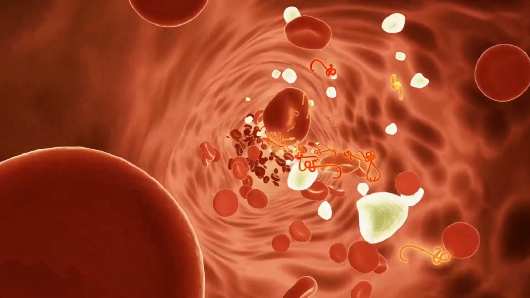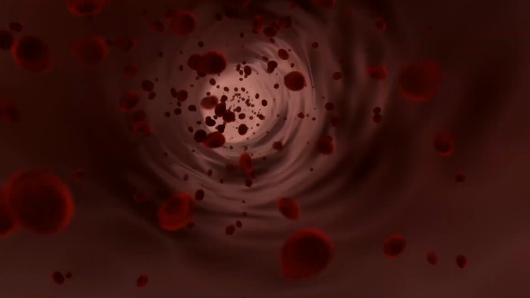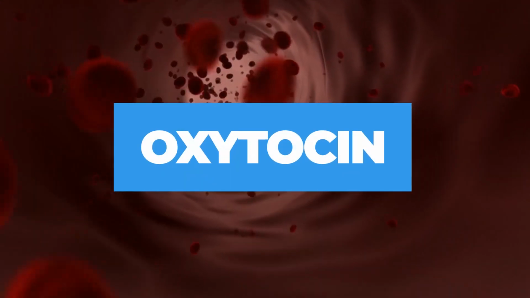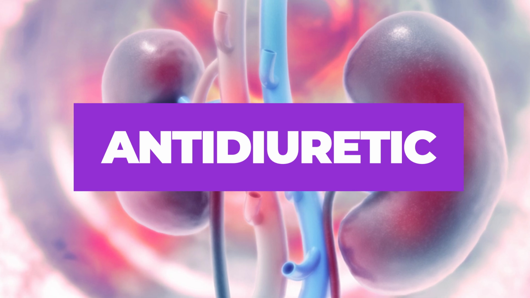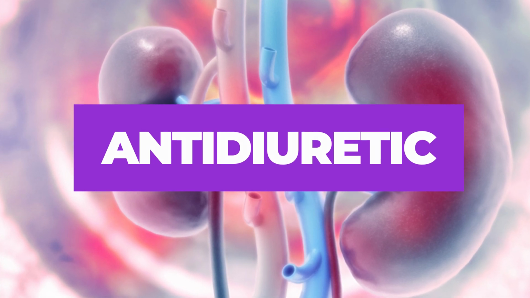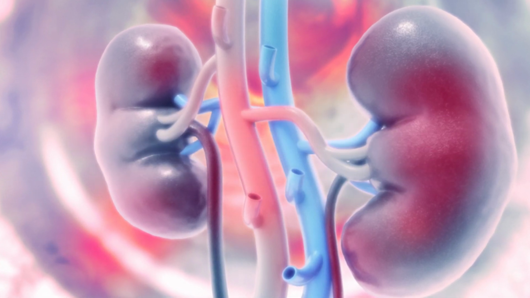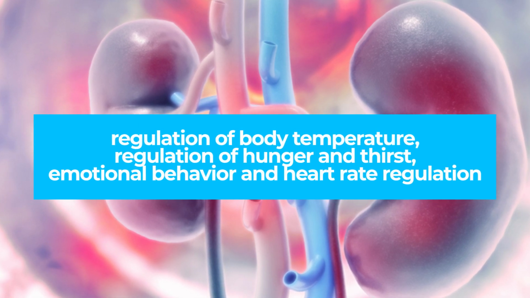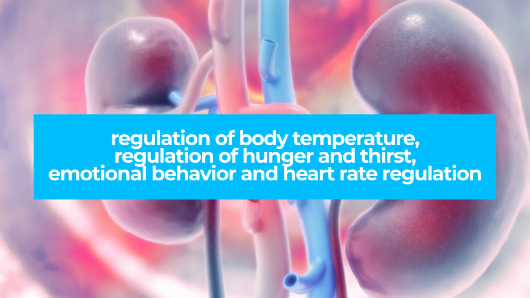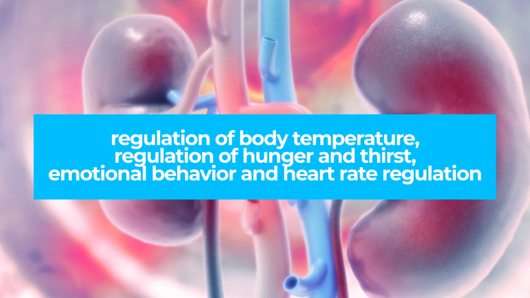It also produces oxytocin and antidiuretic hormone. Oxytocin stimulates the contraction of the uterus and mammary glands. The antidiuretic hormone ensures the reabsorption of water by the kidneys, and it also functions in a direct manner in the critical regulation of body temperature, hunger, thirst, various types of general emotional behaviors, and the heart rate.